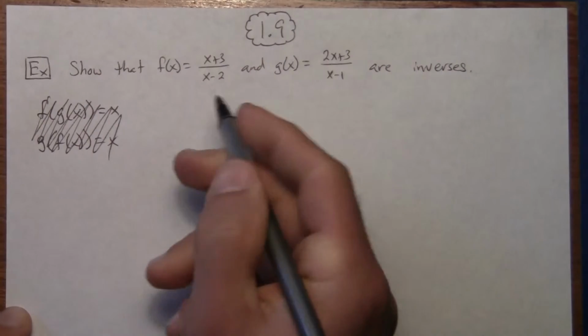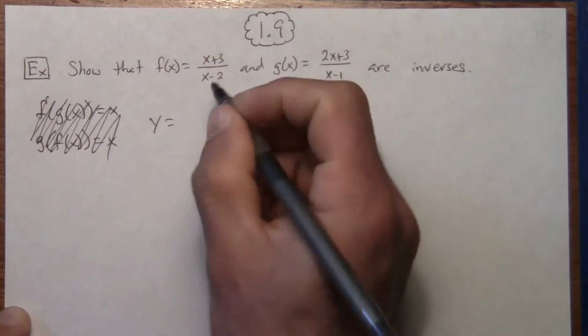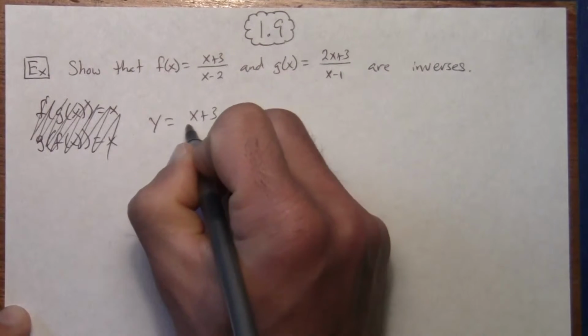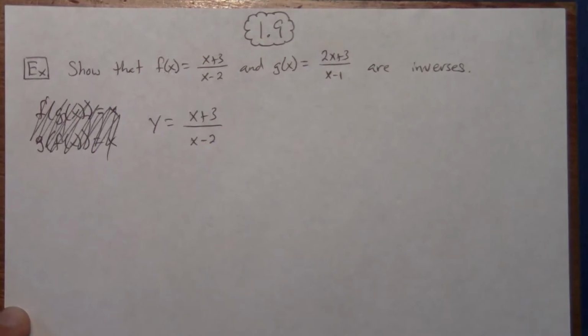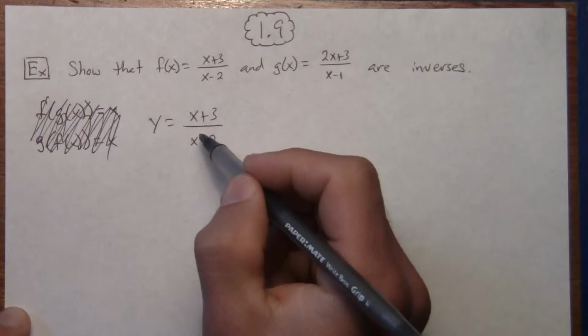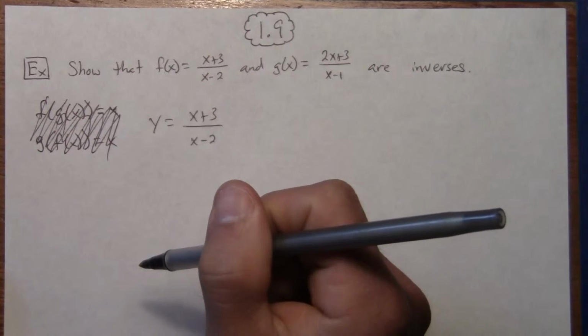Alright, so I'm going to take one of the functions, doesn't matter which one, and I'm just going to change this to a y since we know that's the same thing. Y is equal to x plus 3 over x minus 2. And I'm going to run through my steps to actually find the inverse. And like I said, this one's a little more tricky because, well, you're going to see I have more than one x, which means when I start solving, I'm going to end up with more than one y.